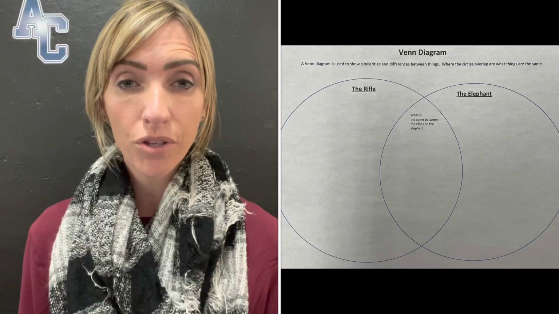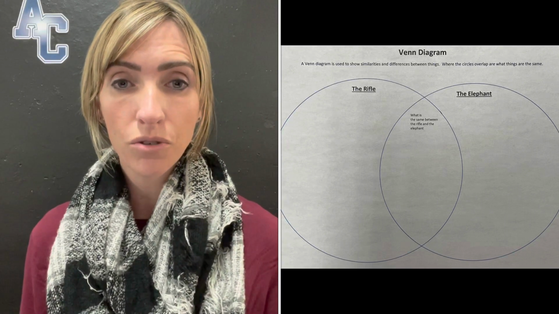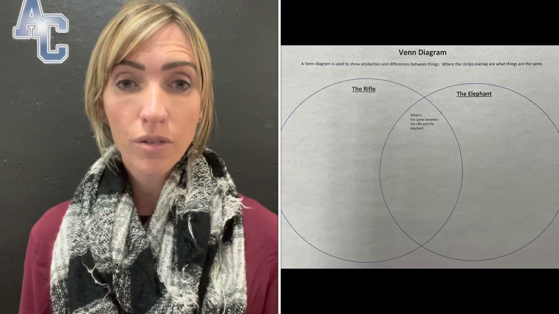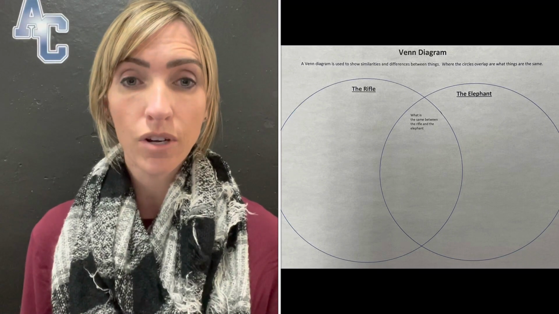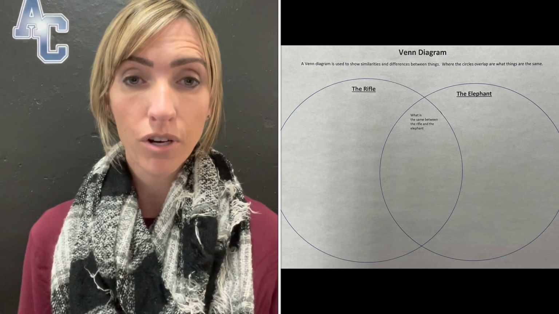So part 2 of this assignment is asking you to compare and or contrast two of the major symbols in George Orwell's essay, the rifle, so the gun, and the elephant. So again, there is a Venn diagram included in your handout assignment. It is optional to fill out, but I do highly suggest that you fill it out just because it will help you to organize your ideas and make the actual writing a little bit easier for you.